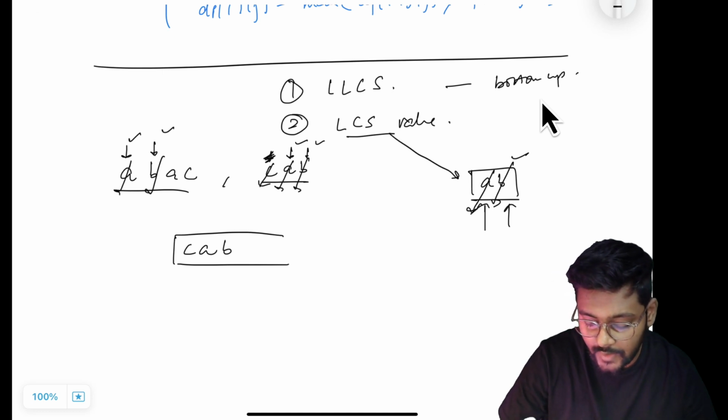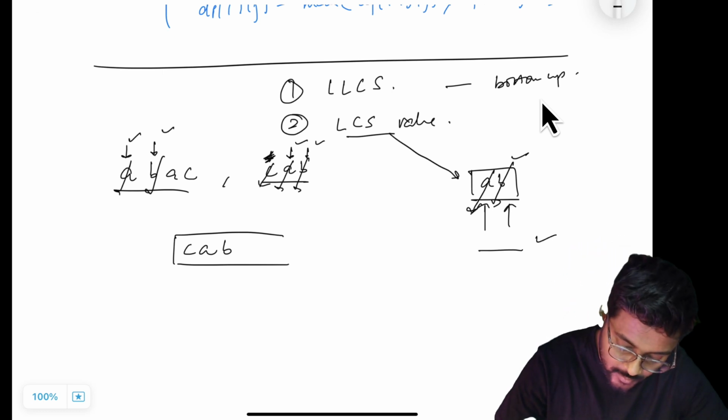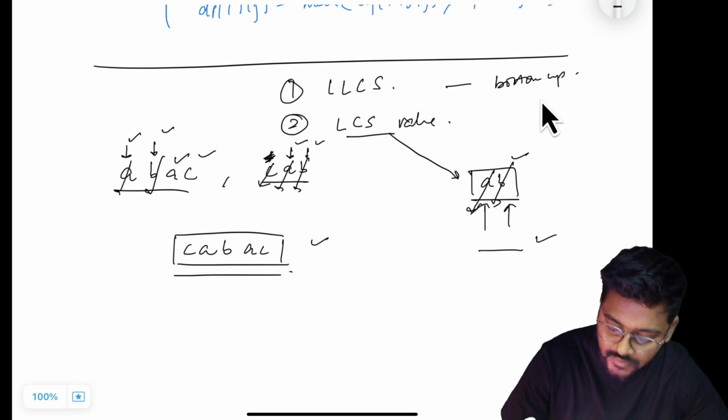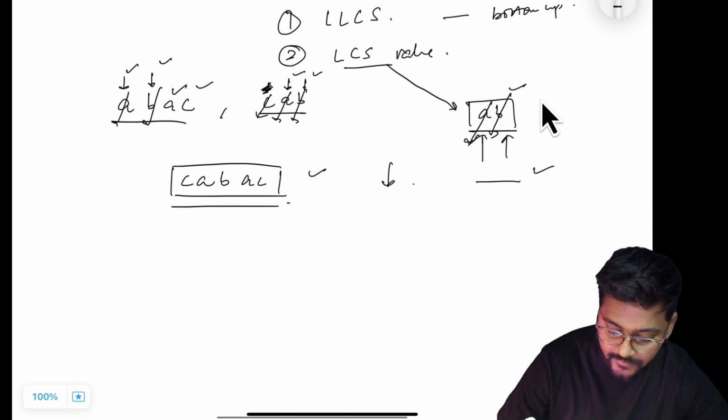Got it? And now my LCS is done, so whatever is the remaining character, we have to take it. There is no other option. A and C. So this is going to be my answer, and this is the shortest possible length.